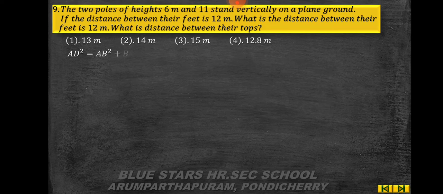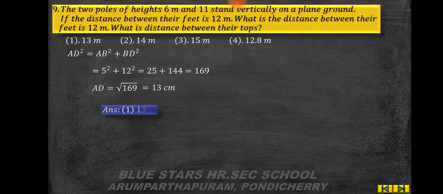AD square is equal to AB square plus BD square, which is equal to 5 square plus 12 square, which is equal to 25 plus 144, which is equal to 169. So AD is equal to root of 169, which is equal to 13 centimeter. So the correct option is option 1. The answer is 13 centimeter.